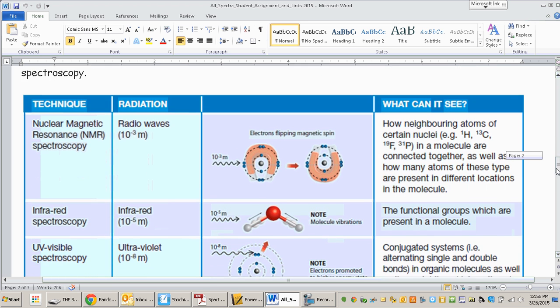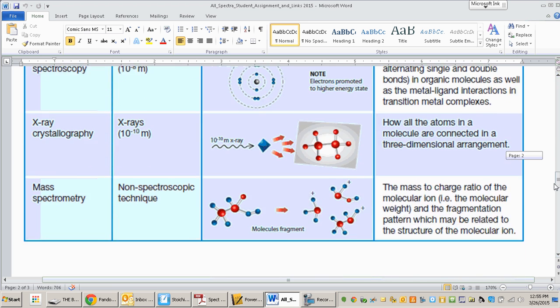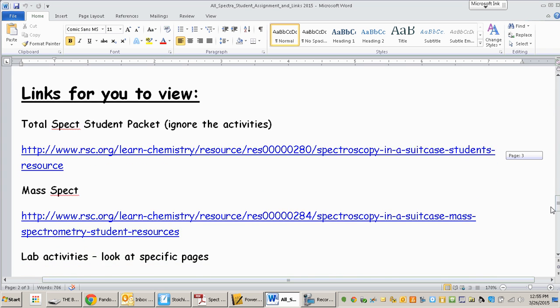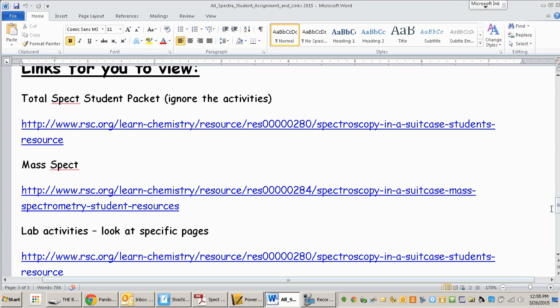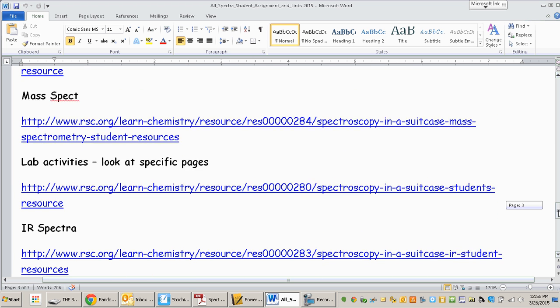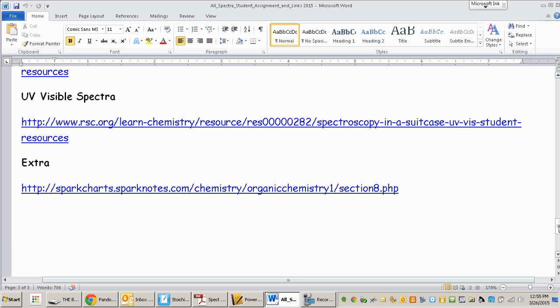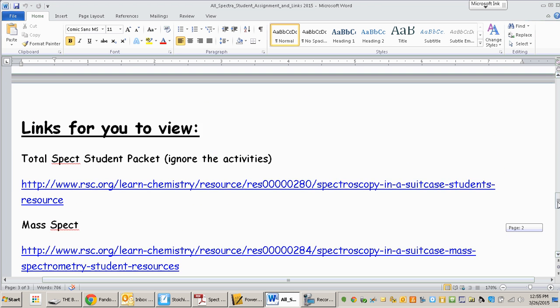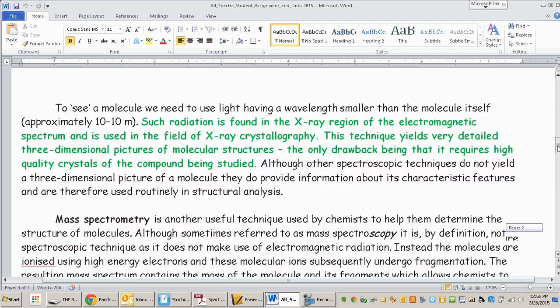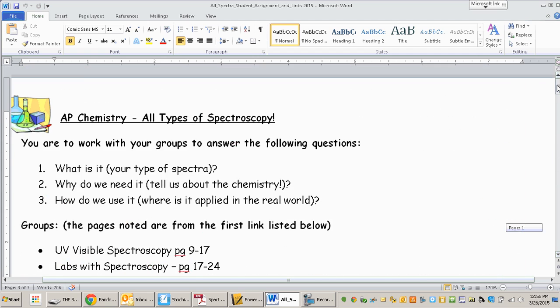And then I have just a couple of summary charts here. I'm not going to go through them because you guys are going to do that. But at the bottom of this page, I've got the big packet that has the page numbers denoted at the top: mass spec group, lab activities group, IR Spectra group, UV group, and if you want some extra information on organic. Okay, so I'm going to give you guys about 20, 30 minutes max to come up with a short presentation based off these 3 questions and more if you want to.